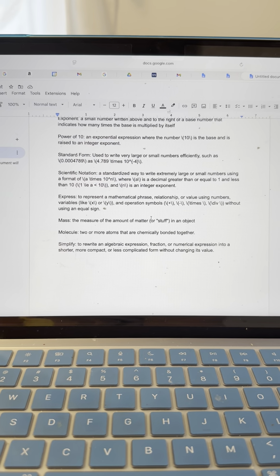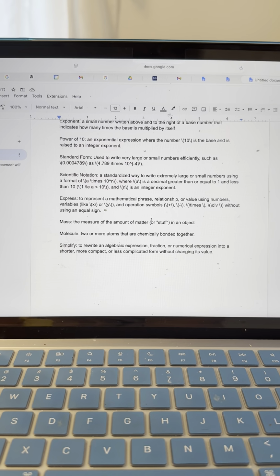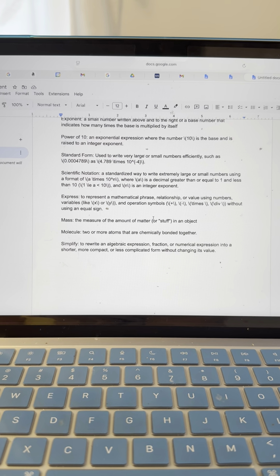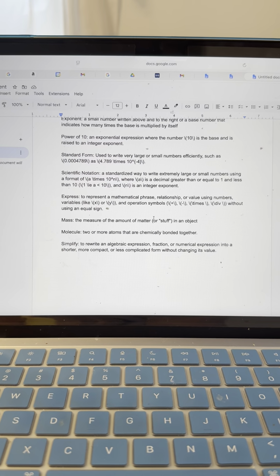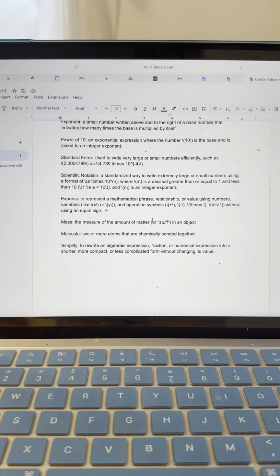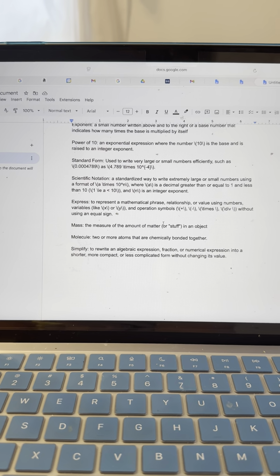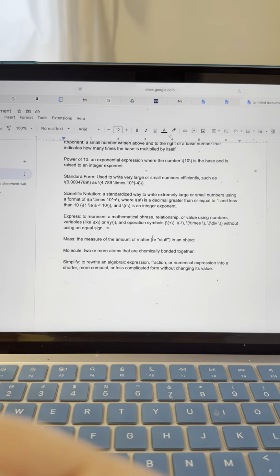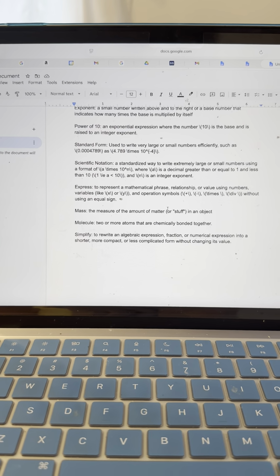Scientific notation, a standard way to write extremely large or extremely small numbers using a format: a times 10 to some nth power, where a is a decimal greater than or equal to 1 and less than 10. Okay, so it's always going to be between 1 and 10, 9.9999999, whatever, less than 10. And n is your integer exponent.